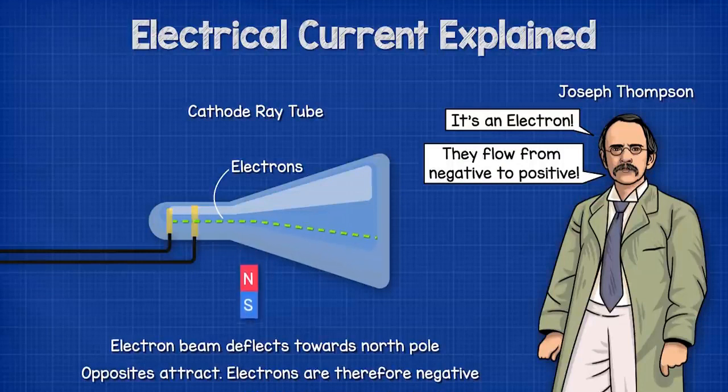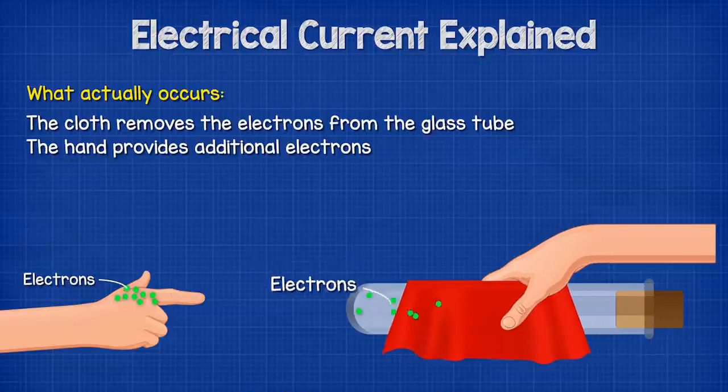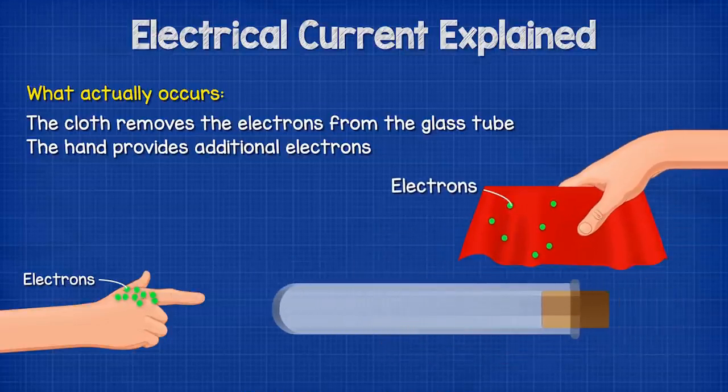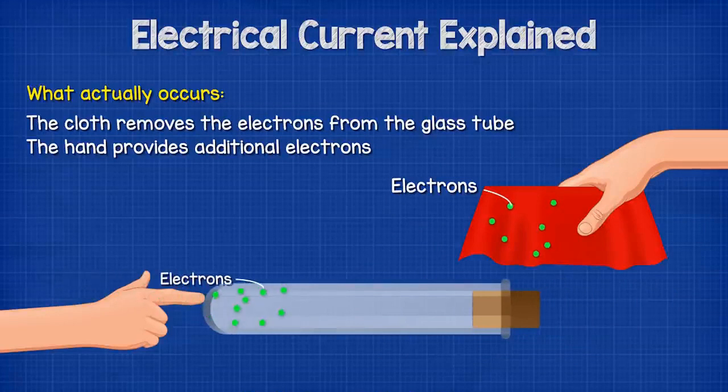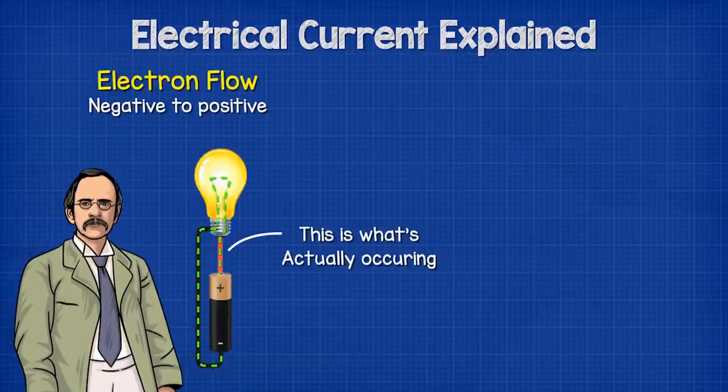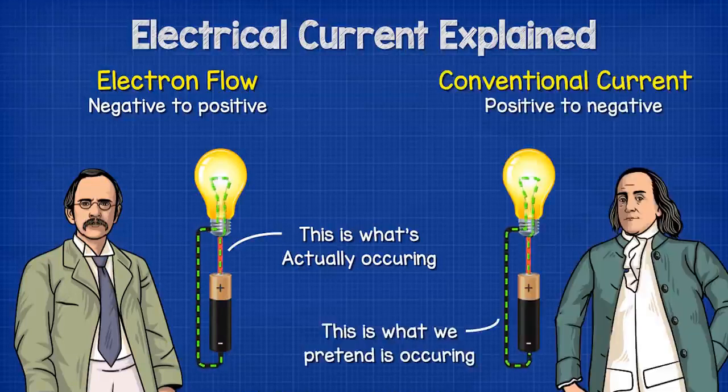Benjamin Franklin didn't realize the silk cloth was actually removing electrons from the glass, so they were actually flowing from the person and to the glass tube. Joseph Thomson's theory became known as electron flow, because it's the flow of electrons. And so what's actually occurring is electrons are flowing in a circuit from the negative to the positive terminal, and not the positive to the negative.